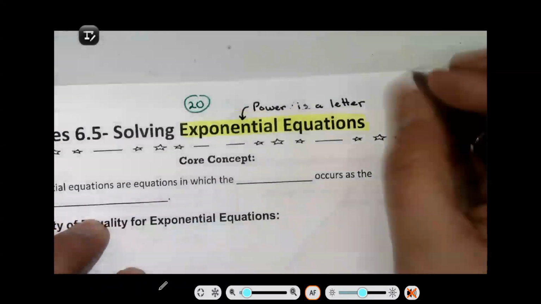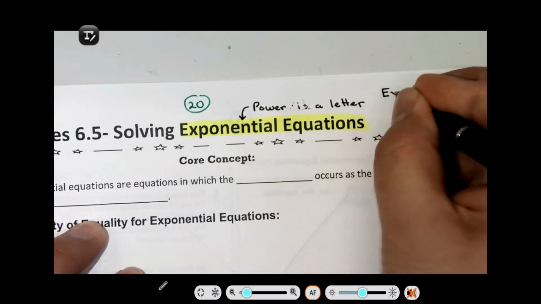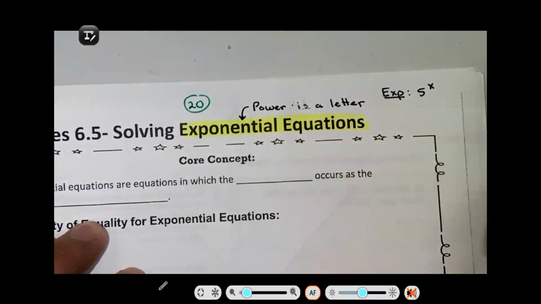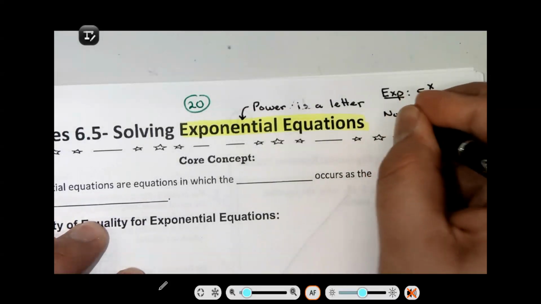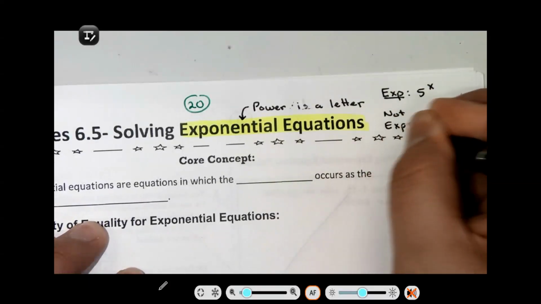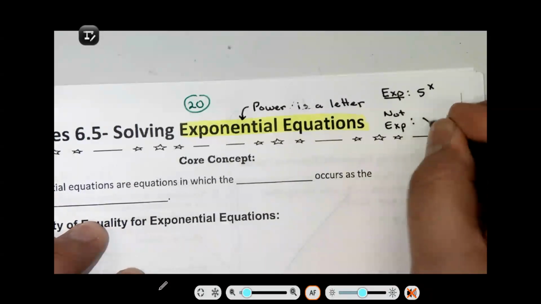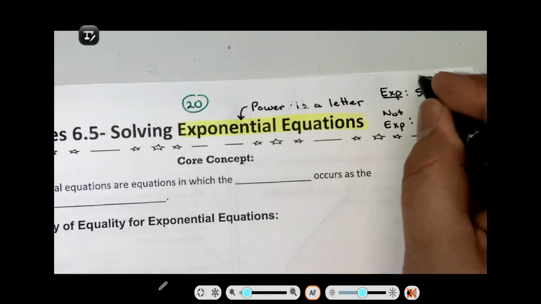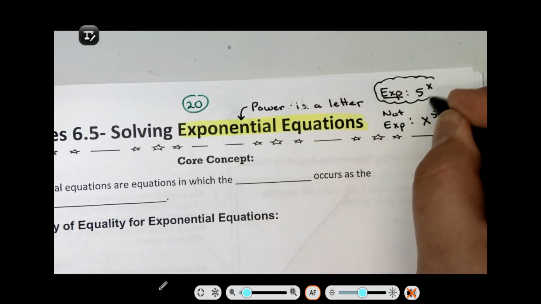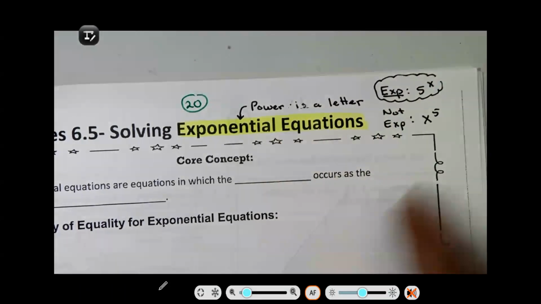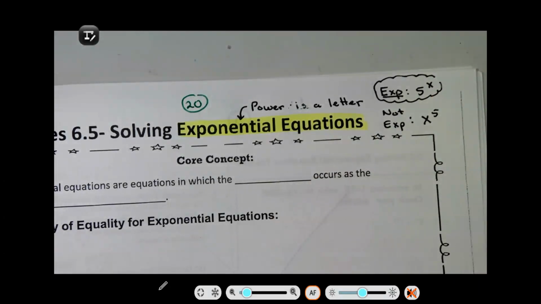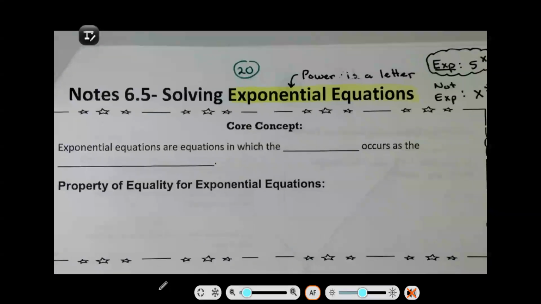Remember, this is exponential. Like if I say stuff like 5 to the x, this one here is not exponential. When you say stuff like x to the 5, that means something completely different. See, this is what we're talking about. Exponentials have a power that's a letter. This is not an exponential function. Now, let's keep writing. This is just a one-page note here, so it should go by kind of quick.